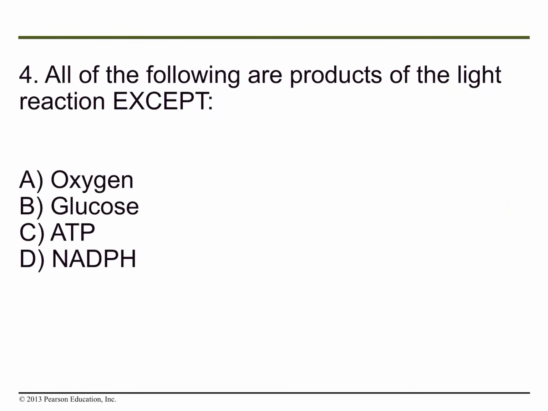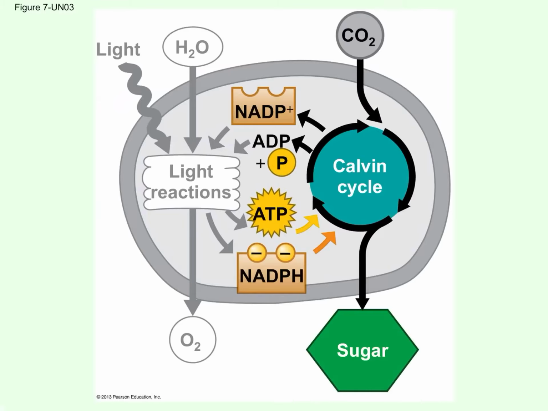All of the following are products of the light reaction except. So what do we get out of the light reaction? Do we get oxygen? Yes, we do. Do we get glucose? No, we don't. Do we get ATP? Yes. Do we get NADPH? Yes. All right, so the answer is B, oxygen. I'm sorry, glucose. All right, so that was it with the light reaction, okay?